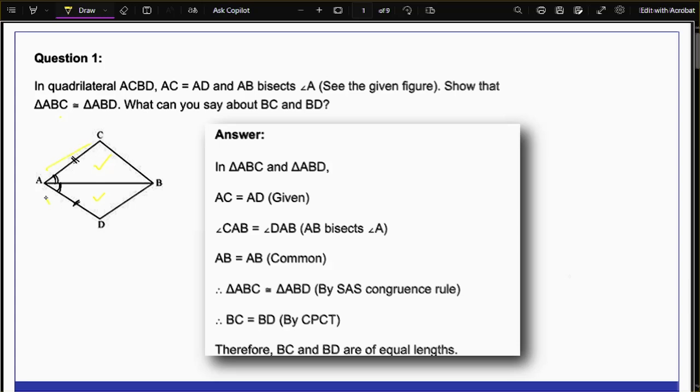In these two triangles, it is clear that AC and AD are the same, as given. Since AB bisects these two angles, these two angles are also the same. And AB is the common side. So by side-angle-side congruency, these two triangles are congruent. Hence, we can say that BD and BC are the same because these are corresponding parts of congruent triangles. Okay, so this is the first question.